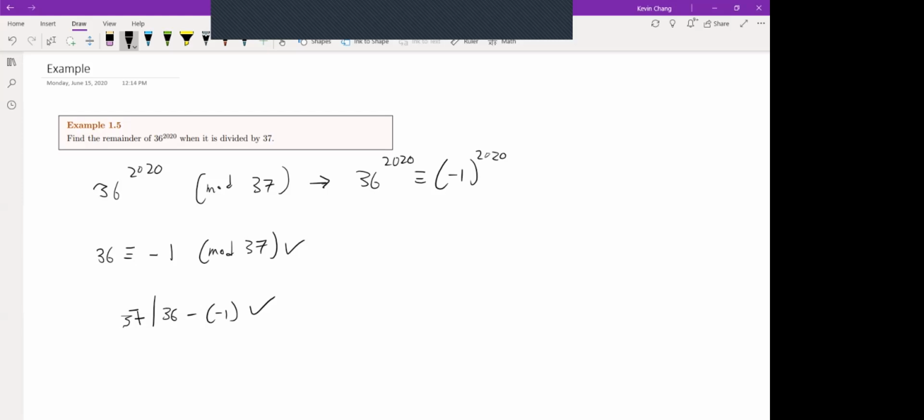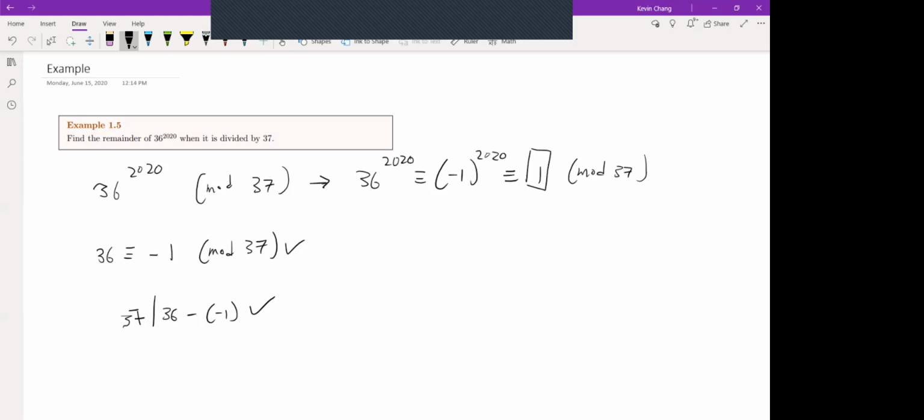However, this expression is actually very easy to solve because this is an even power of negative 1, so this is just congruent to 1 mod 37. So our answer here is just going to be 1. So that's what our answer would be.